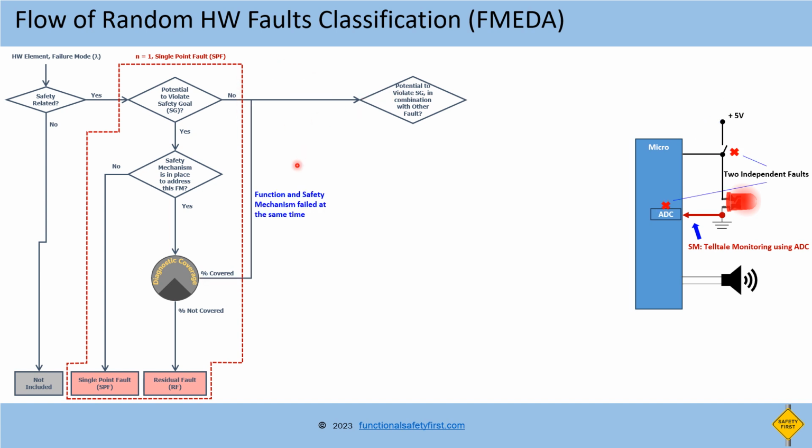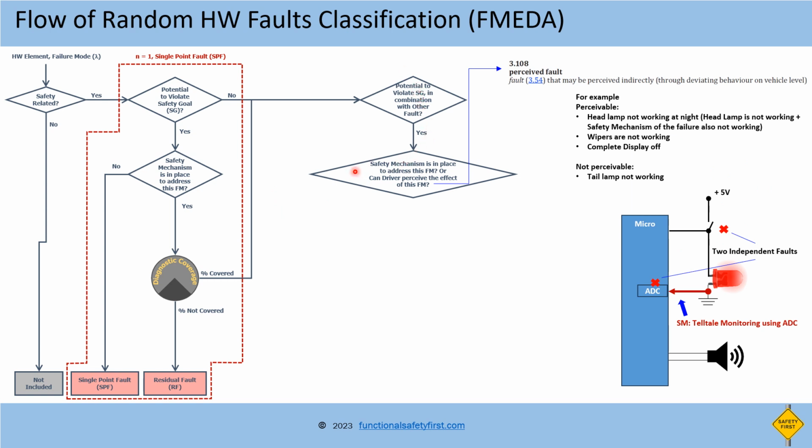Second way is function and safety mechanism failing at the same time. For example, the switch which drives the LED has failed. To detect the LED status, we add a safety mechanism using ADC. The switch has failed and the ADC peripheral has failed as well. These two can lead to the safety goal violation.